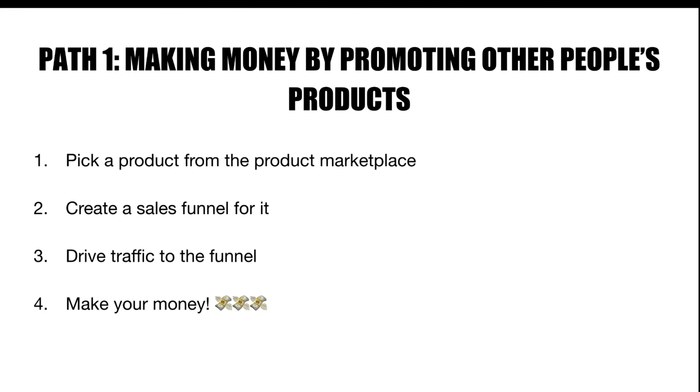Alright, so I just showed you what the product marketplace looks like, and I've told you you need to actually get into Expertnaire in order to have access to that page. So the process, like I said, is very simple. You pick one of the products from the product marketplace, you create a sales funnel for it, you drive traffic to that funnel, and that is how you make your money. And Expertnaire pays out every Friday, so you have no problem with that. They're going to pay your money so far as you get a sale through your link.